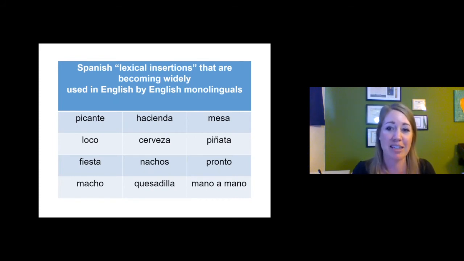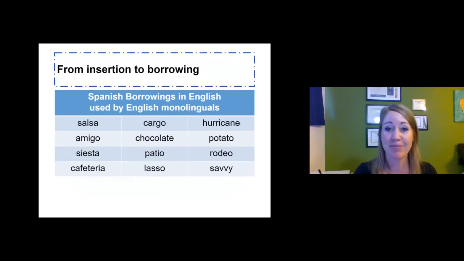So here are some common examples of lexical insertions that have happened over time and are being used more and more by English speakers, because we've heard them used by Spanglish speakers, and so we've started using them. So picante, loco, fiesta, macho, these are words now that you can start seeing in our English language because of Spanglish speakers. And it goes from the point where a Spanglish speaker might be using this as an insertion, right?